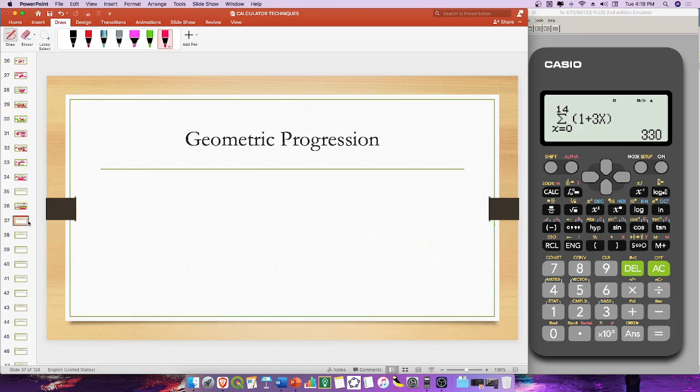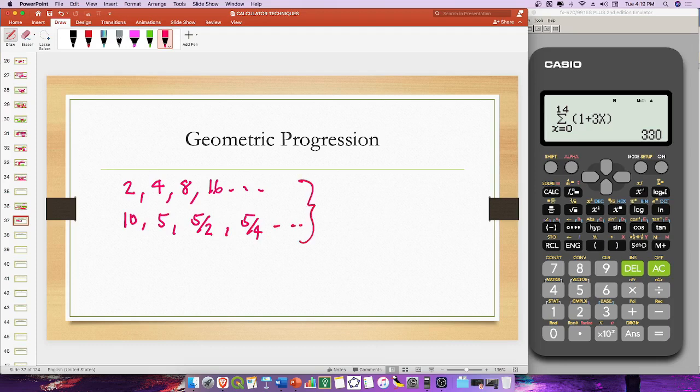Next we have geometric progression. Let's recall the basics of geometric progression. If I have here 2, and then 4, then 8, then 16, and so on, this is a geometric progression. Another one: we have 10, we have 5, we have 5 halves, and we have 5 fourths, and so on. This is also a geometric progression. Both of these are geometric progressions.